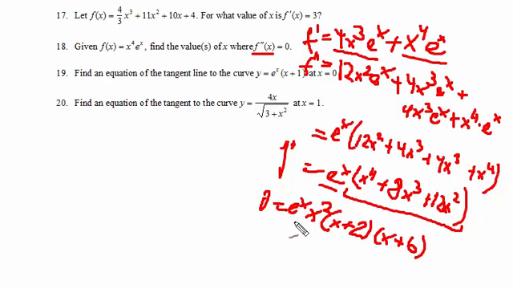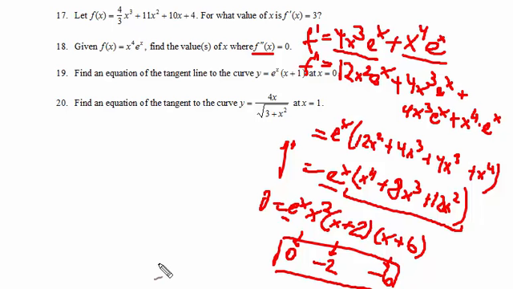So each one of these factors could turn into 0. This can never turn into 0 because e to the x is always greater than 0. x squared turns into 0 at x equals 0. This factor here turns into 0 at x equals -2. And this factor here turns 0 at x equals -6. So these three are your answer.